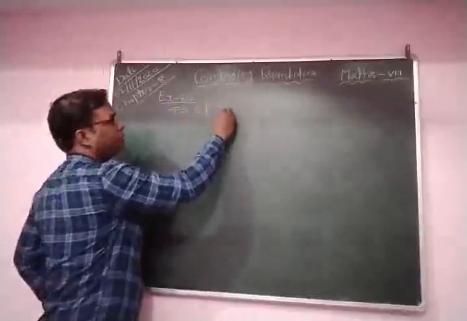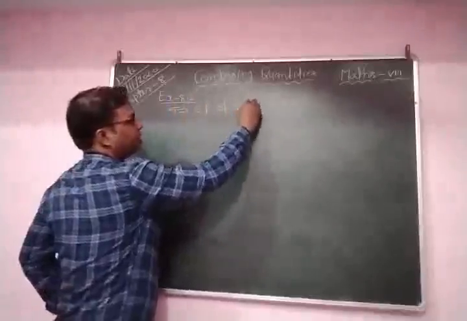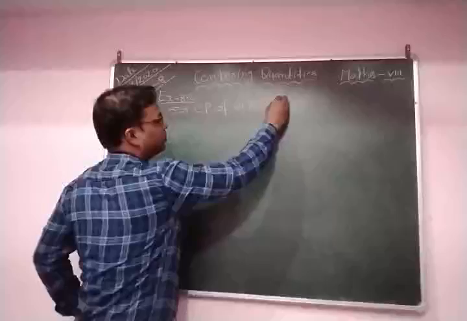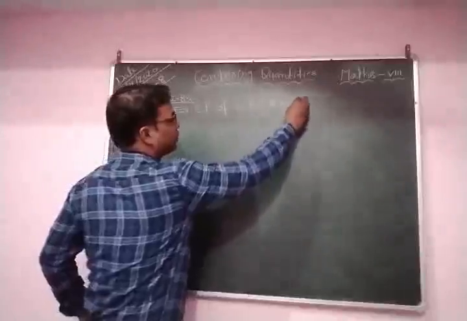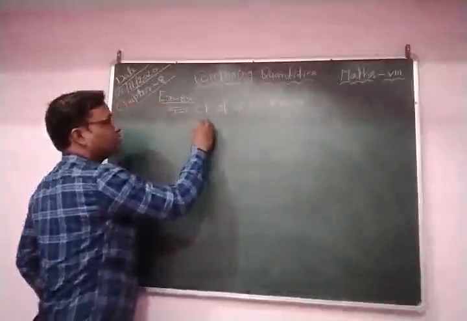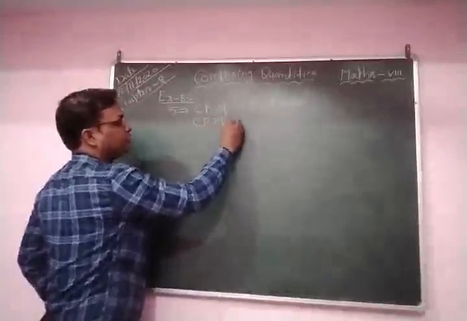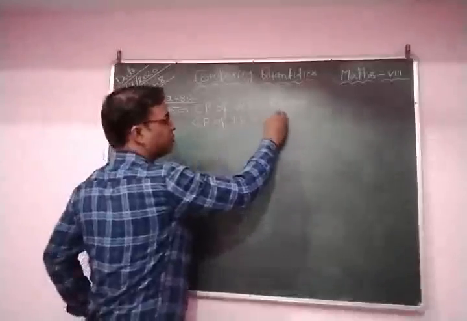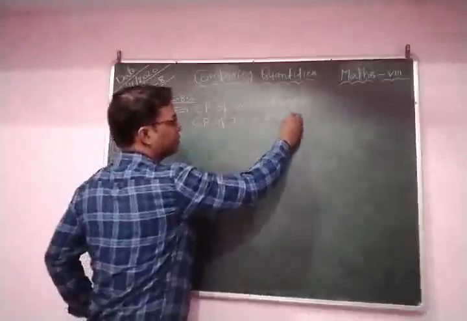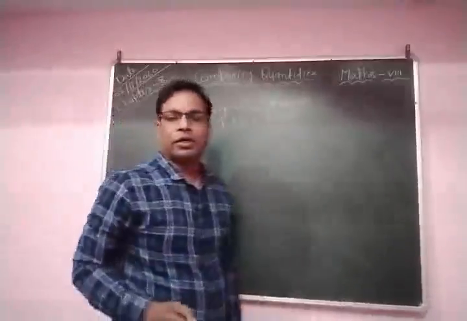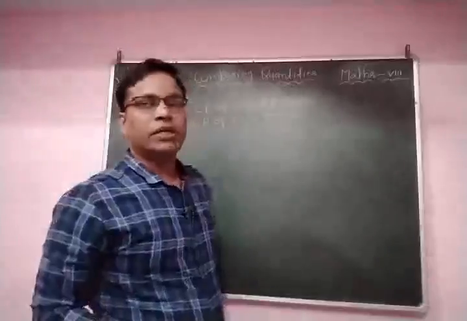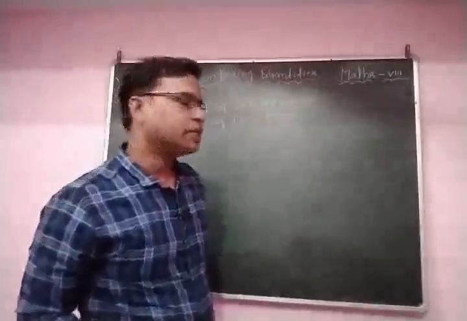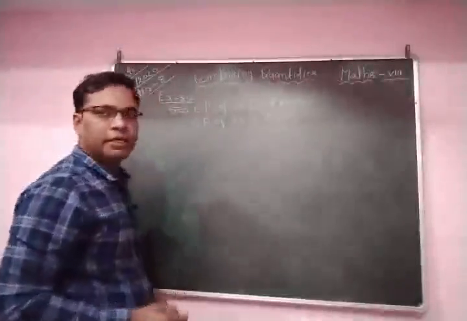CP of VCR is equal to rupees 8,000. Now the cost price of the TV is also given as rupees 8,000. So you can find here the total cost price of the TV and VCR.